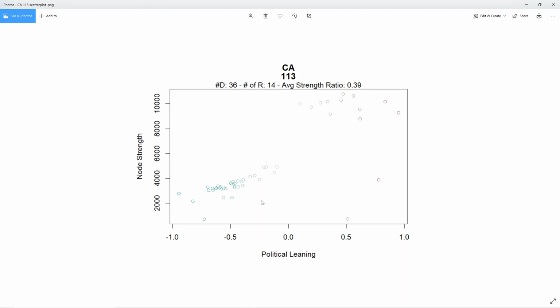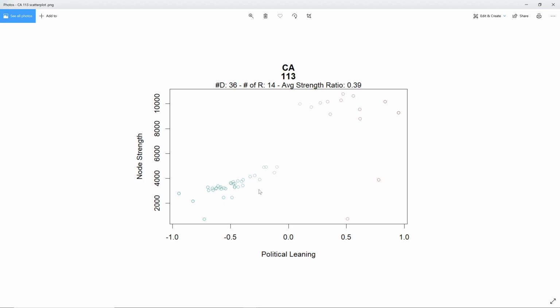So for pretty much each one, there's also a scatter plot where on the bottom we see what I was just describing, and these show individual nodes. So Democrats are here on the left, Republicans are on the right, and in California, we can see that there's 36 Democrats up here at the top and 14 Republicans. So Democrats have quite a large majority. This average strength ratio was something I included at first. I'm not so sure how important it is anymore. I'll talk about that in a second.